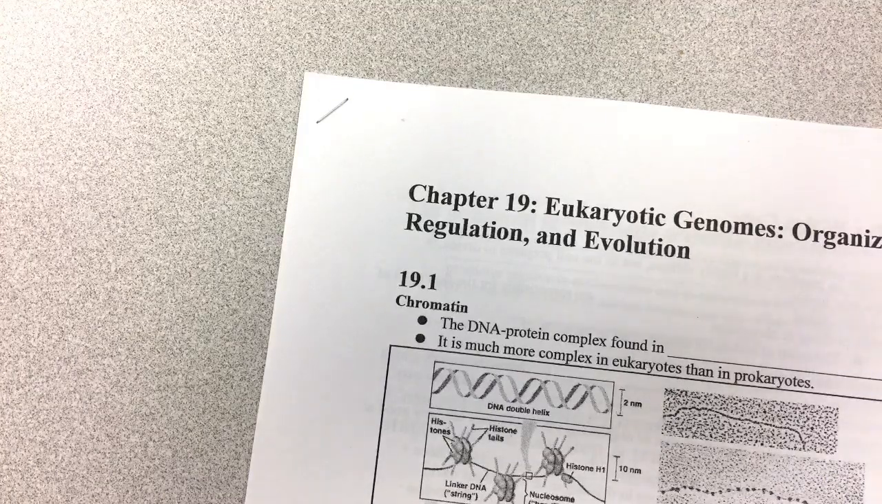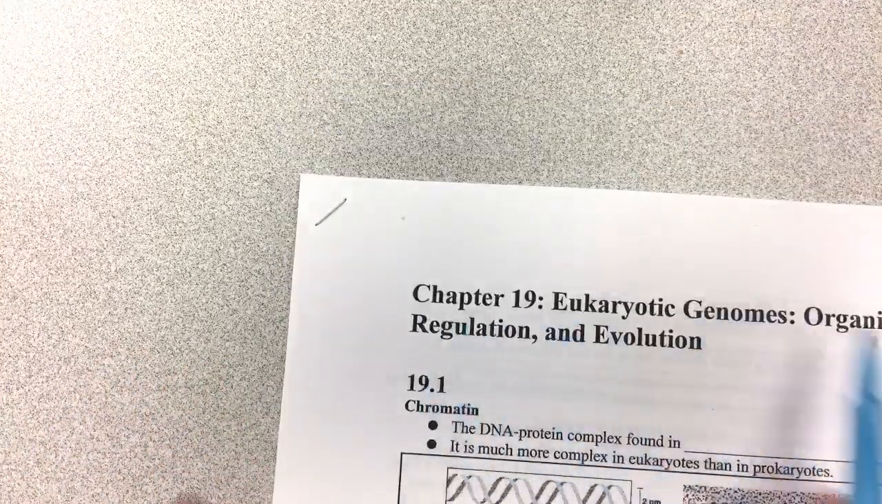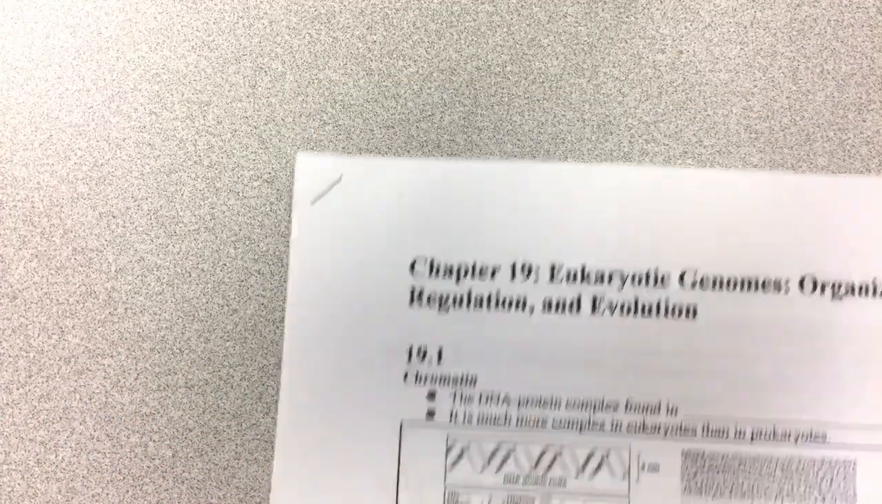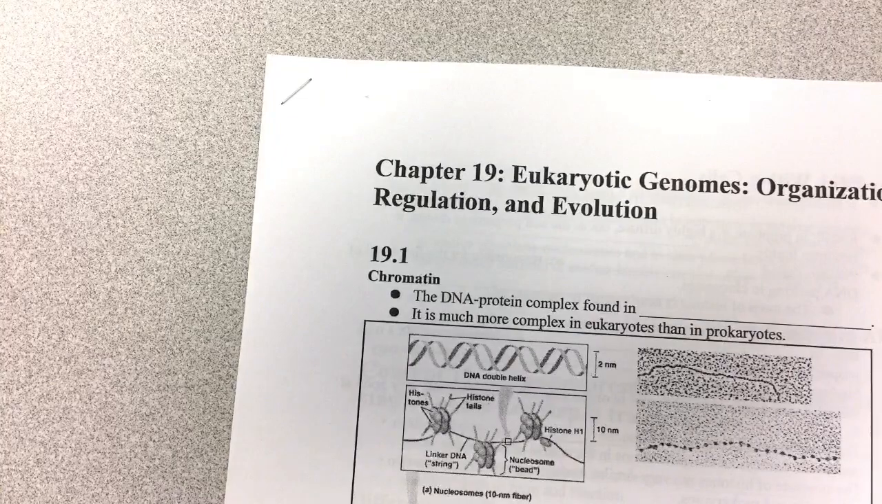Okay, so as we talked about in class, chapter 19 is about how genes are turned on and off. To start off, we're going to do a quick review about chromatin and DNA and how DNA is packaged.